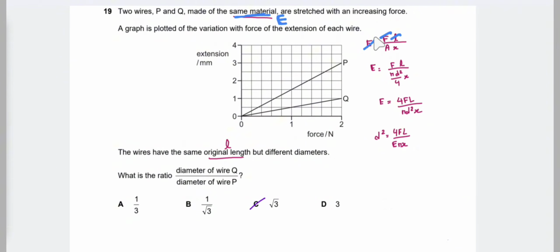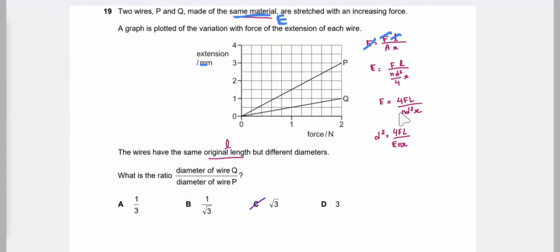Now, since all of these are same, we need to relate diameter with extension since they have different extension. So to make the diameter the subject of the formula, first of all we need to convert area to diameter, that is area is equal to pi d square by 4.